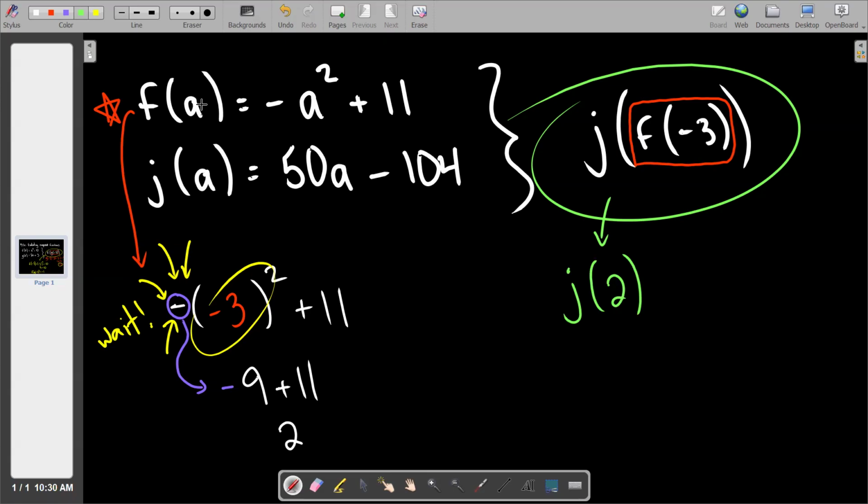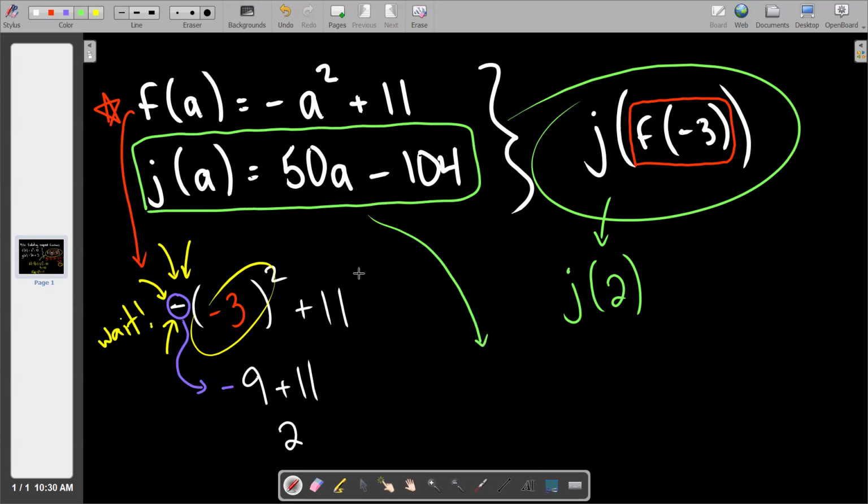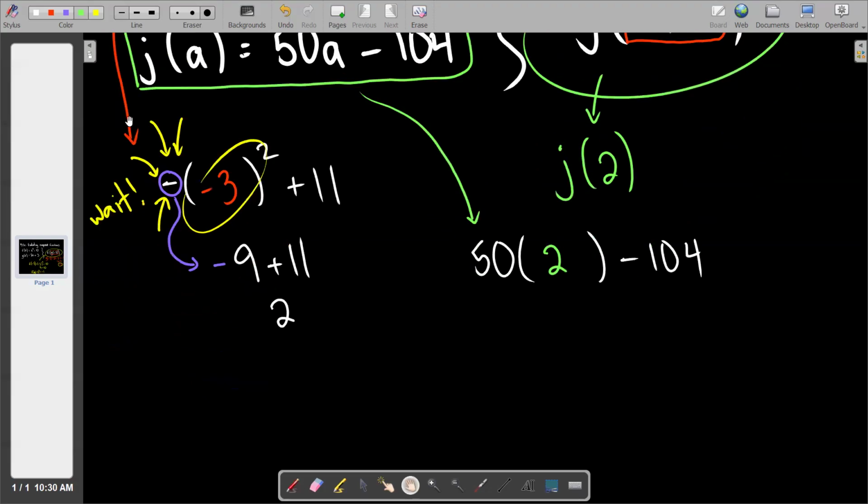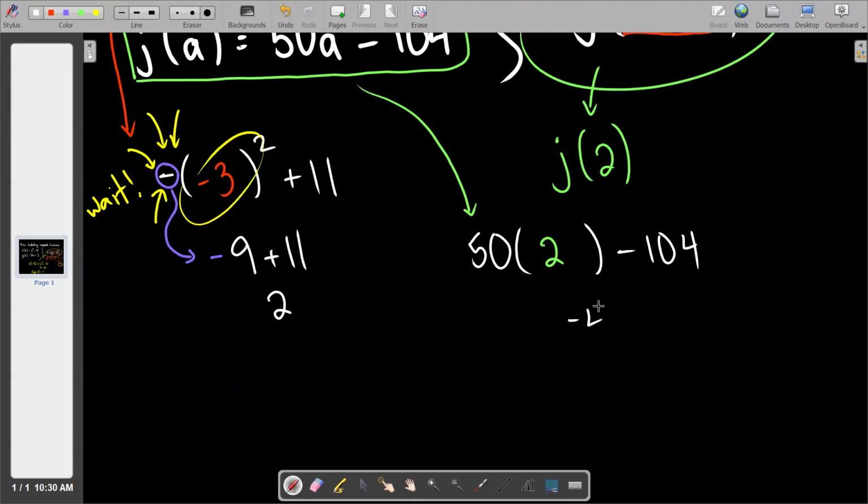So the j function is in this green box. So I'm going to copy that function down over here, and I'm going to write 50 blank minus 104. And what goes in the blank? 2. And this is another one where I don't think you probably need to show much work. What's 50 times 2? 100. And what's 100 minus 104? -4. Therefore, we can say the final answer to the problem is -4.